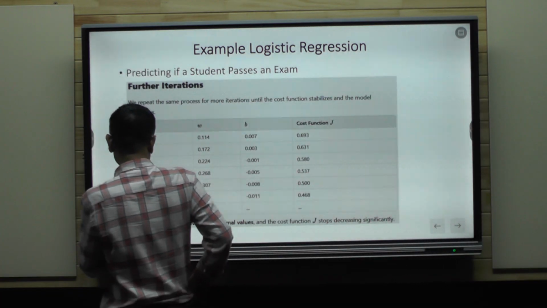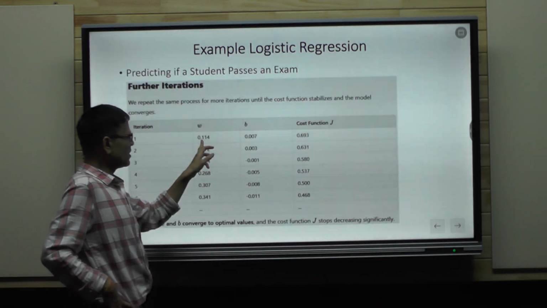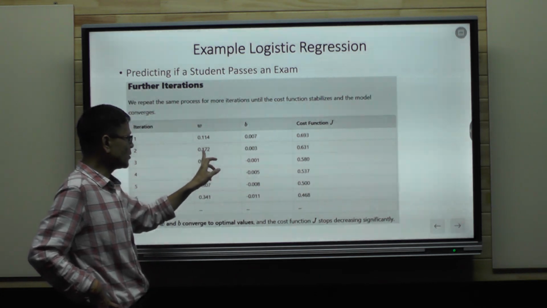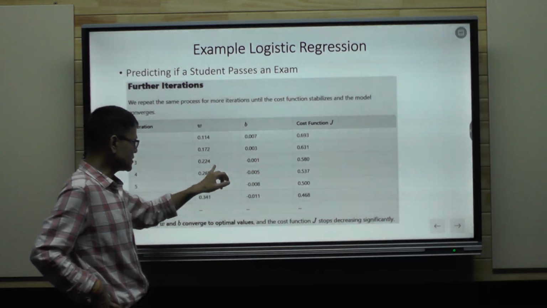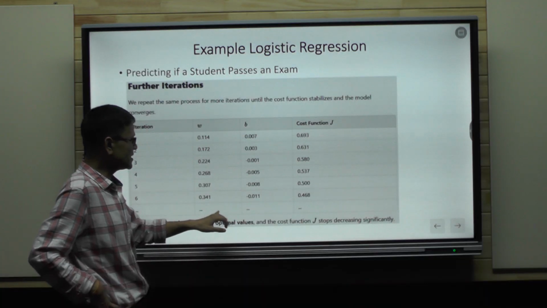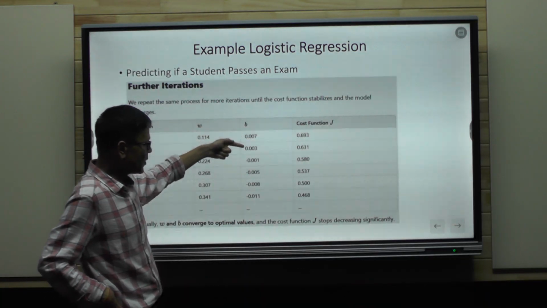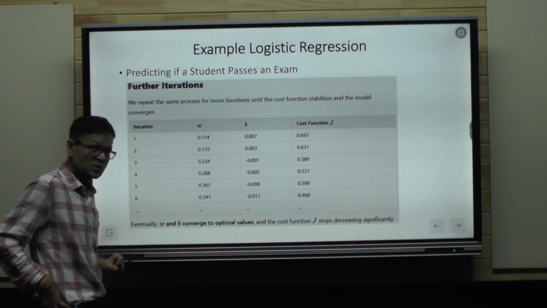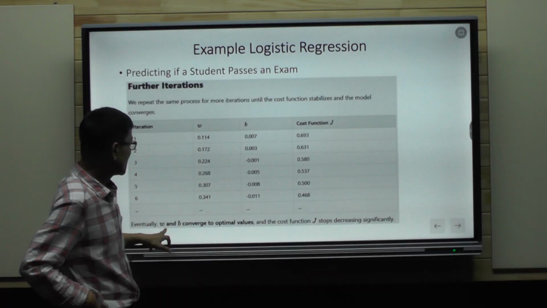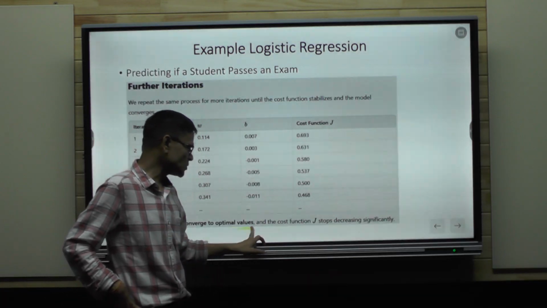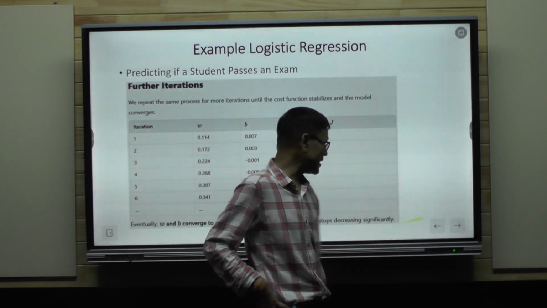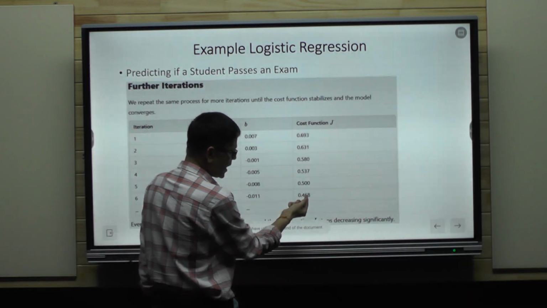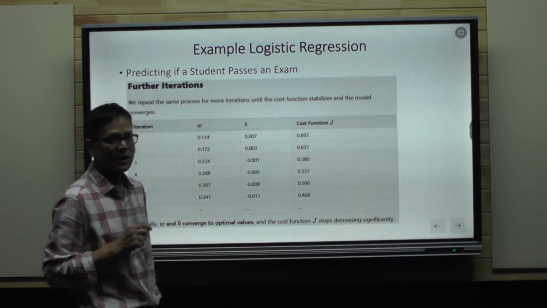So you see that we started from 1.14 and 0.057. Then we have 0.12, 0.03, and slowly W stabilizes. The bias starts from positive, goes to slightly negative, and then settles. The stopping criterion is when W and B converge to optimal values and the cost function stops decreasing significantly. You see that the cost is decreasing at every step, so there would be hardly any change in the cost. That becomes the stopping criterion.